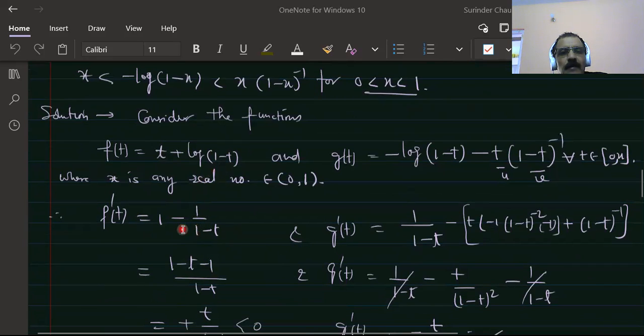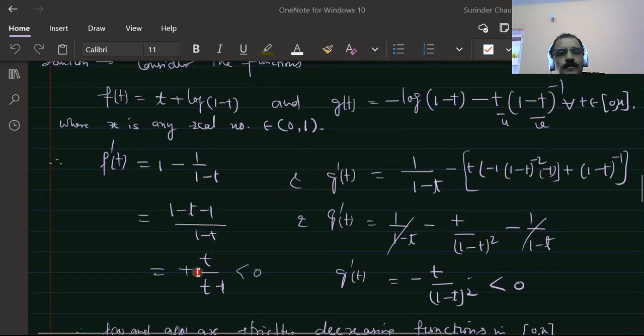So we have assumed these two functions. The derivative of f(t) is equal to 1 minus 1 upon (1 minus t), and for the derivative of g(t) we use the quotient rule: the derivative of the first function times the second minus the derivative of the second times the first. Now after simplification, taking the LCM, we get minus t upon (1 minus t).